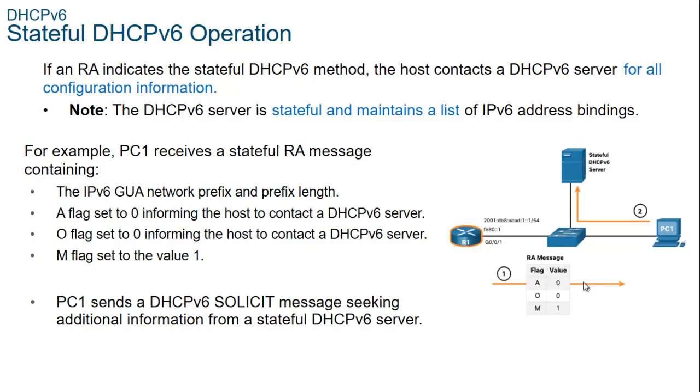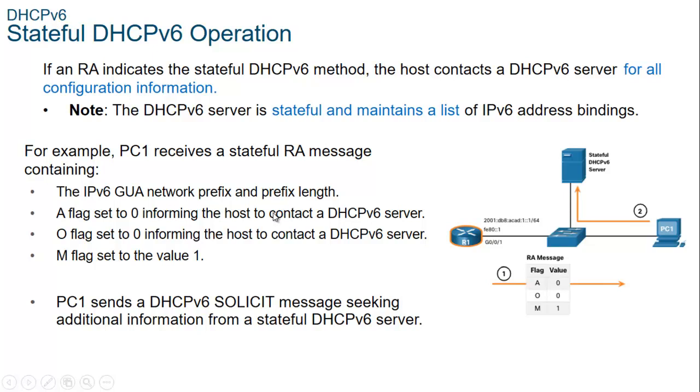In a stateful DHCPv6 operation, the router advertisement indicates the stateful DHCPv6 method, and the host contacts the DHCP server for all configuration information. So in this case, the DHCP server is stateful as it maintains the list of IPv6 address bindings. Again, the same things happen. When the PC comes into the network, it would send a solicit message to the router. The router then sends an RA to the PC.